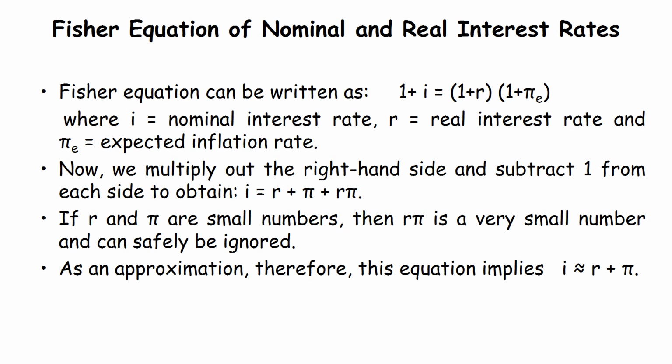If r and π are small numbers, then rπ is a very small number and can safely be ignored. As an approximation, therefore, this equation implies i ≈ r + π. That is, the nominal interest rate is equal to the real interest rate plus inflation, the expected inflation rate.